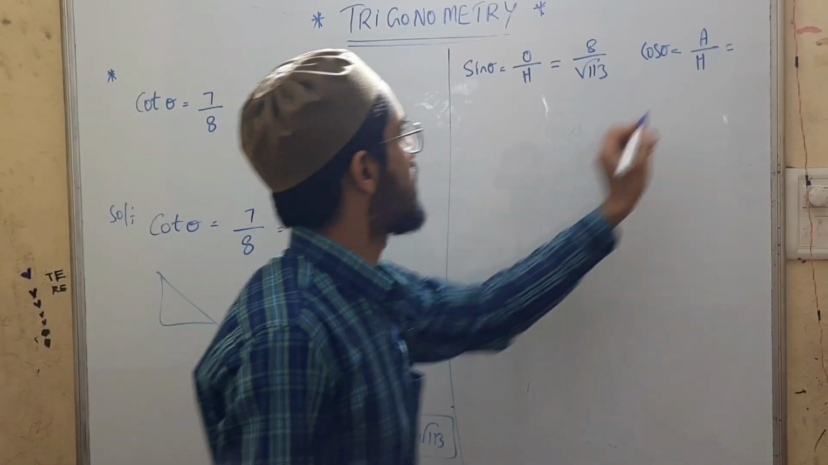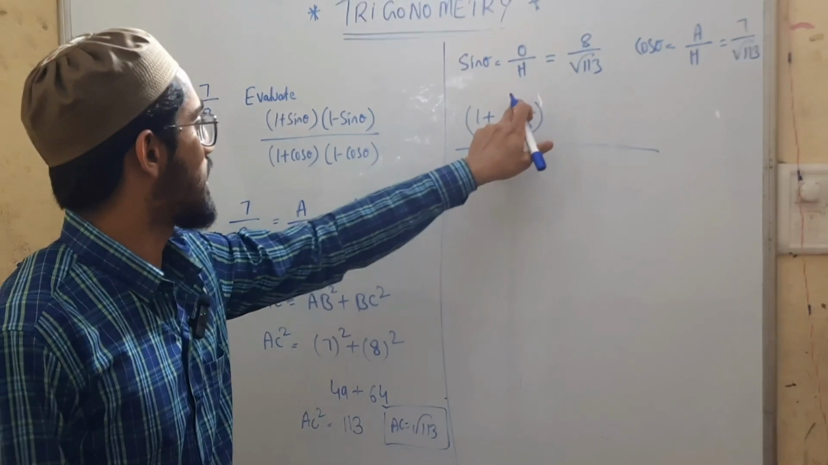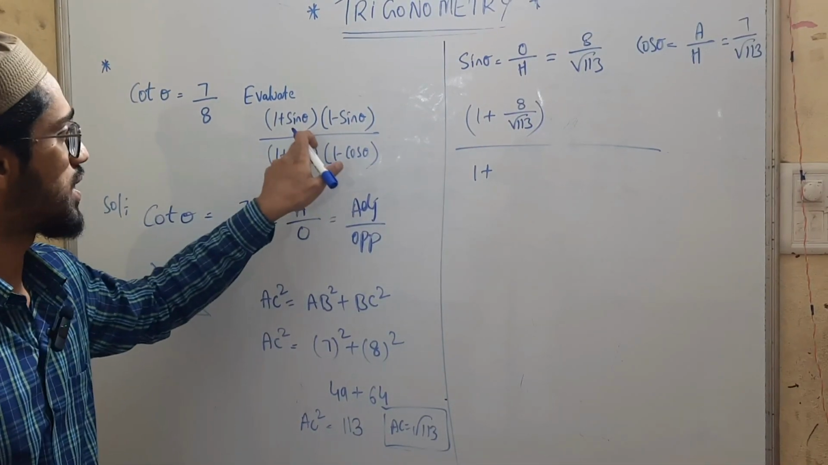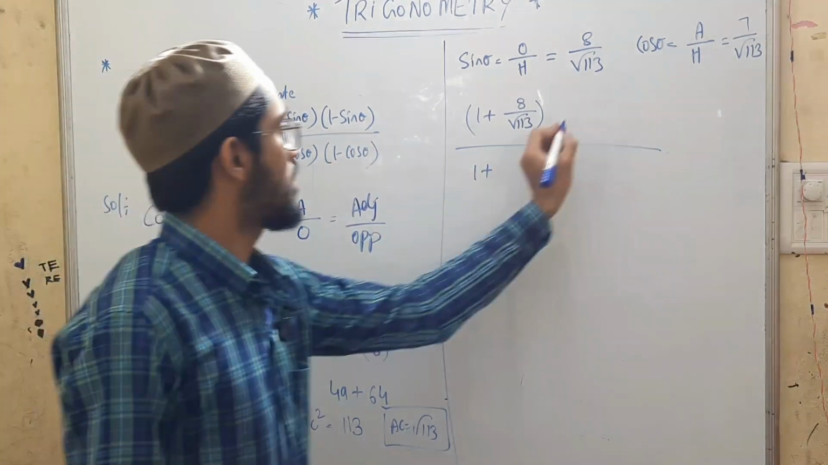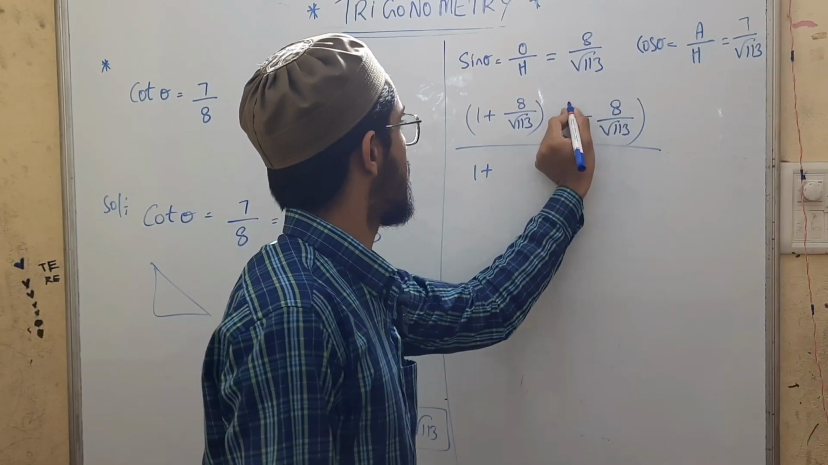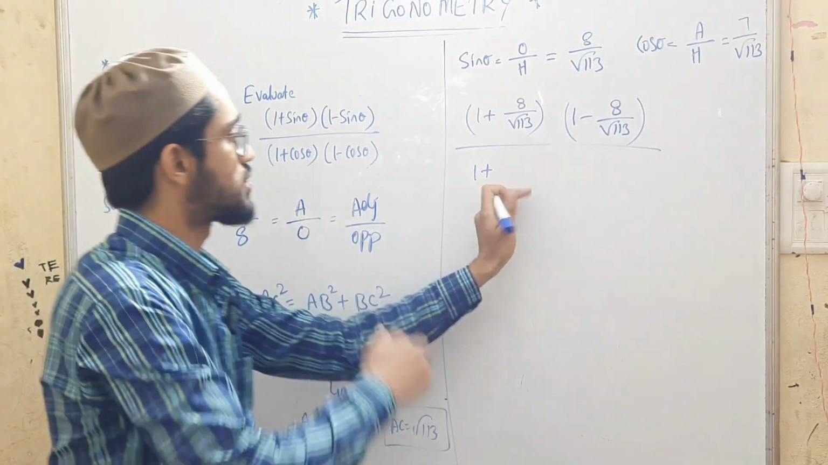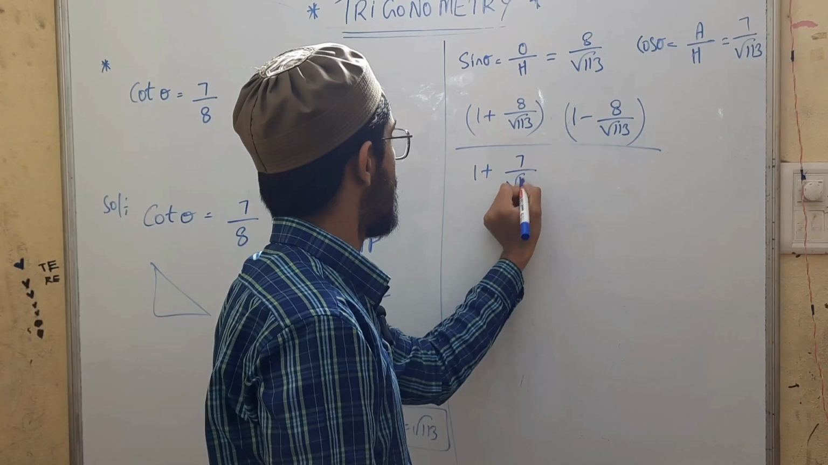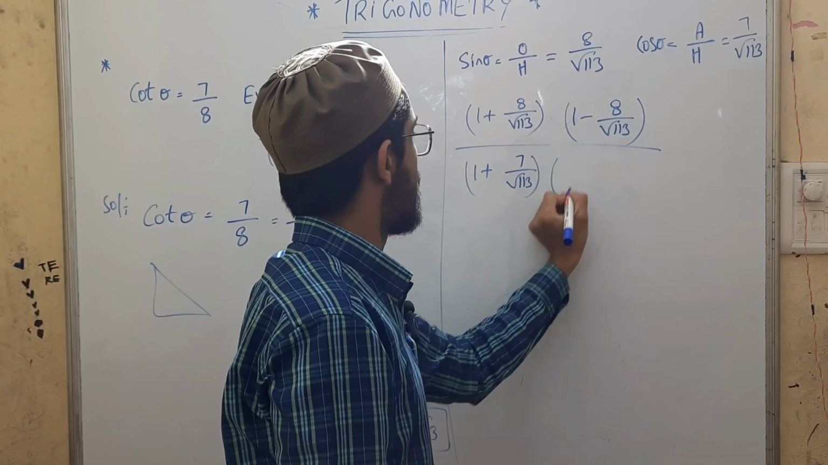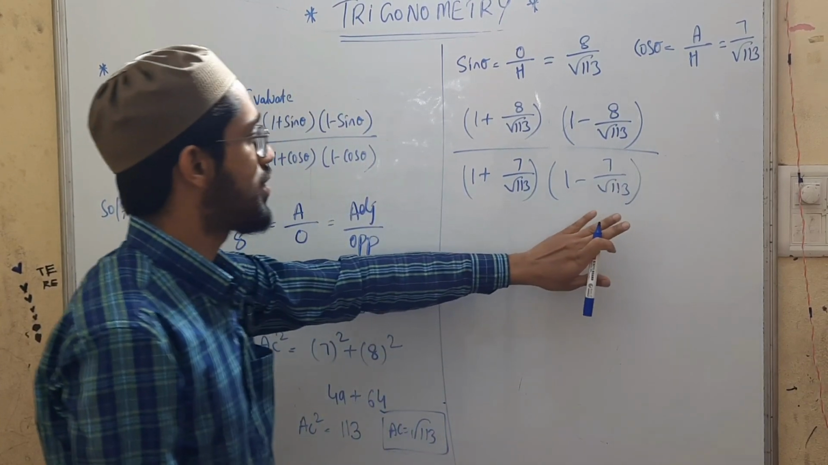Adjacent value is 7. 7 by root 113. 1 plus 8 by root 113 is 1 plus sin theta. What is 1 minus sin theta? 1 minus 8 by root 113, like this. In the denominator, you have 1 plus cos, 1 minus cos. So 1 plus 7 by root 113 into 1 minus 7 by root 113. This is how we need to write.